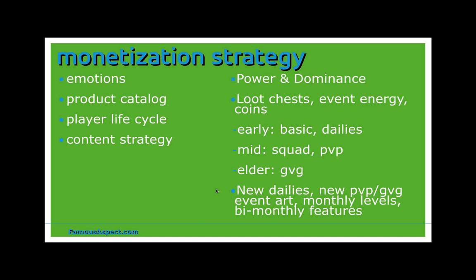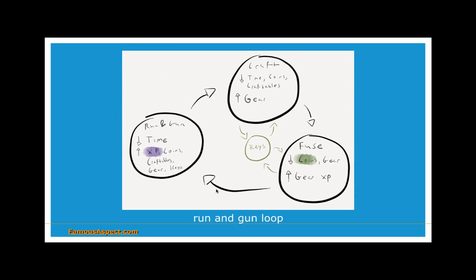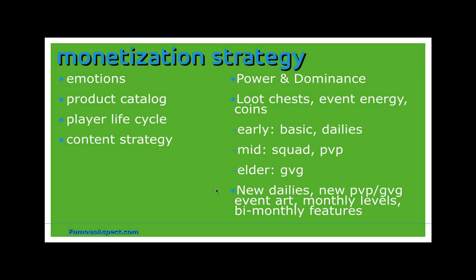Then I'd write a monetization strategy which focuses on what emotions we are monetizing with, what the product catalog looks like, what the player life cycle looks like for early, mid, and elder gamers, what the retention features are, and what our content strategy over time is that will allow our game to grow and our audience to grow with our game. I could do a whole session on just those two, but that's for a future date.